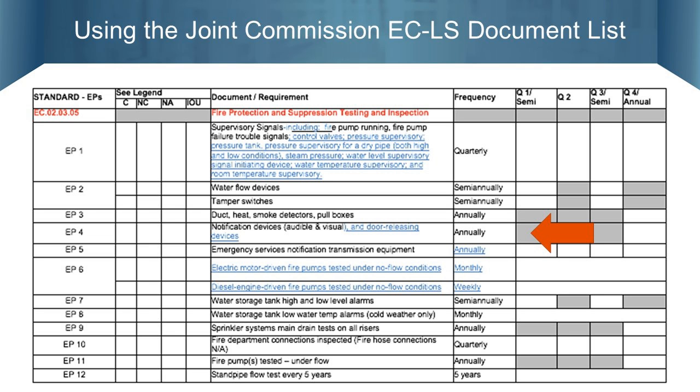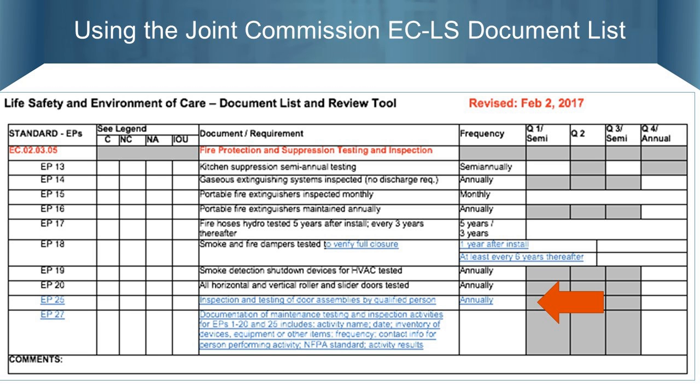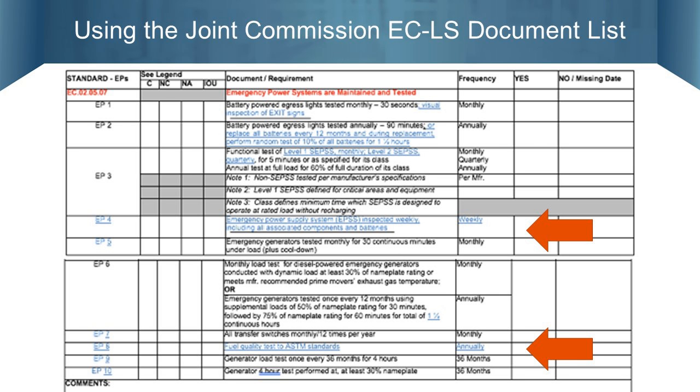And then the one below that red arrow, emergency services notification transmission equipment, that's going to your monitoring company when your fire alarm goes off. In the past, we had to test that quarterly. Now the requirement is annually, so be aware of that. And then lastly, on this sheet, we're looking at inspection testing of door assemblies. We talked about that earlier. That's now an annual requirement. And on generator testing, there's a requirement that we do the weekly generator test, that upper arrow, and the bottom arrow talks about the fuel quality test per ASTM standards.